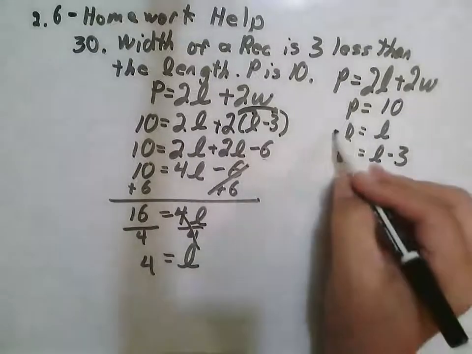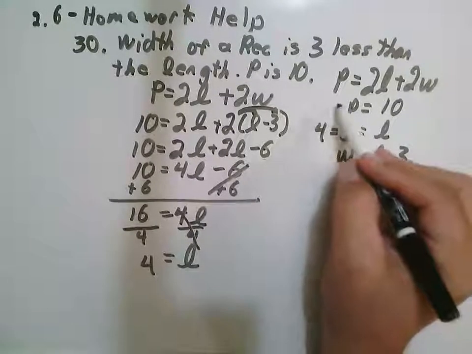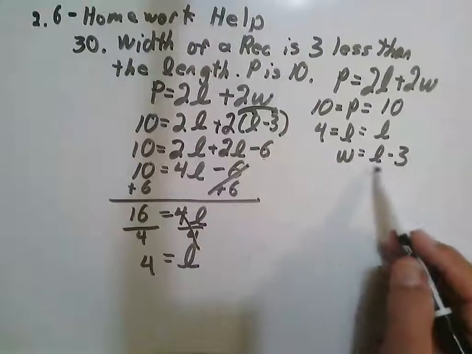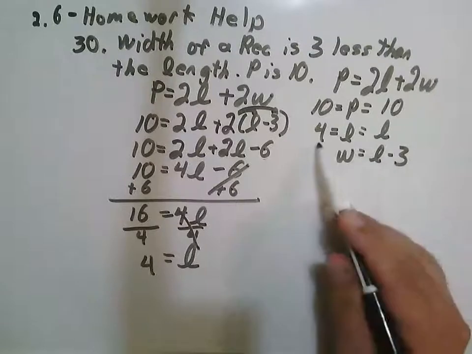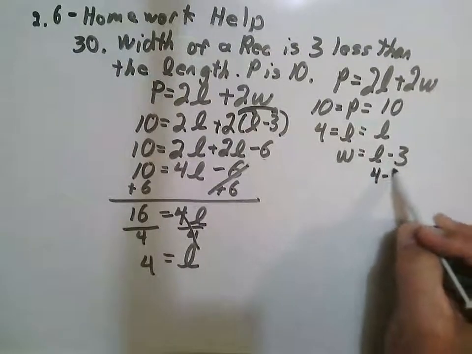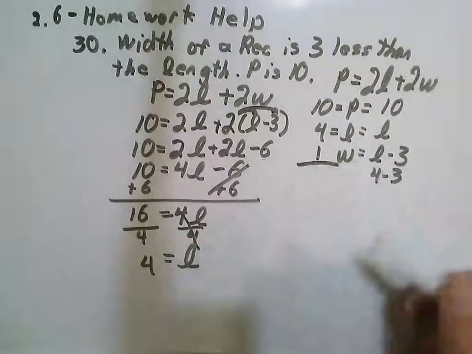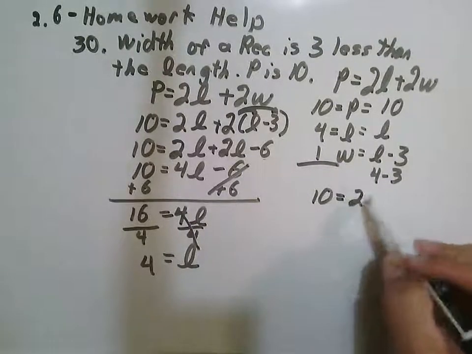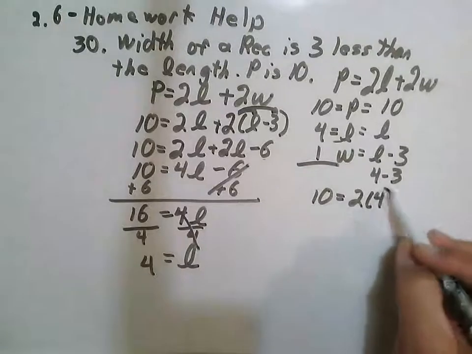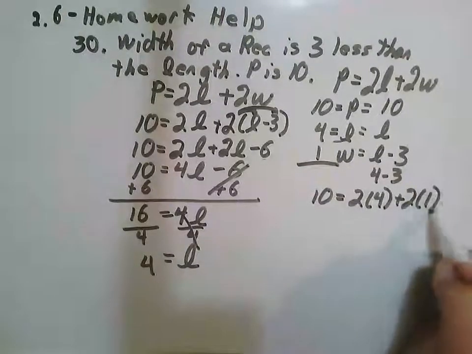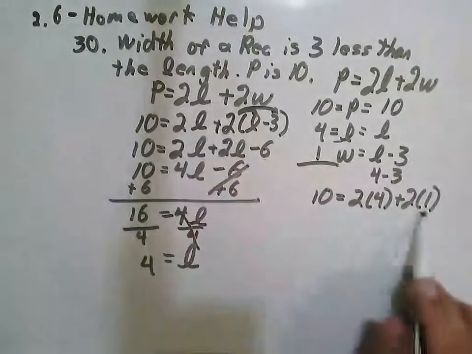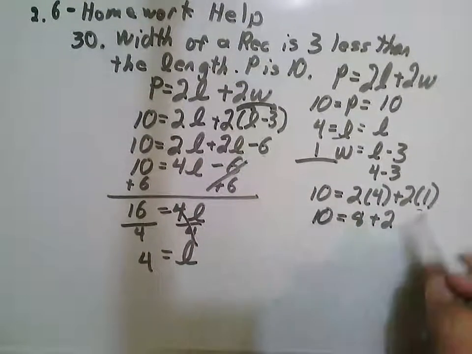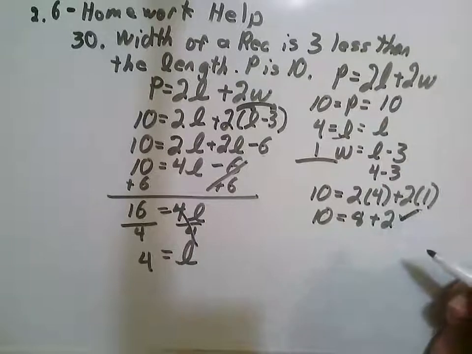And then I can just substitute that in. I know that my length now is equal to 4. My perimeter should stay at 10. And then I know that my width is my length minus 3. So I know my length is 4, so this just becomes 4 minus 3, which is 1. Now if I plug all this back in, that tells me that 10 should be equal to 2 times 4 plus 2 times 1. I'm just using this formula right here. 2 times 4 is 8. 2 times 1 is 2. 8 plus 2 is 10, so I know I've worked this one out correctly.